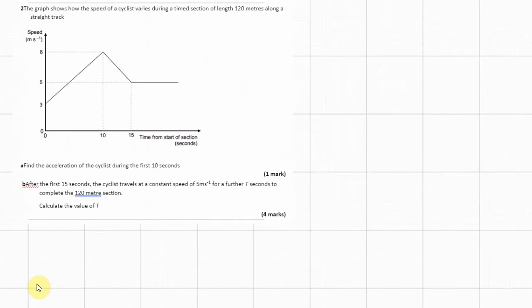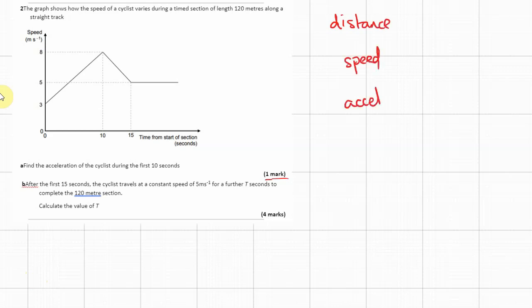Question 2. Find the acceleration. So it's only 1 mark, so it seems like it must be a pretty straightforward thing. When we've got a speed graph and we want to find acceleration, we need to find the gradient. I always remember this little flowchart. Distance, speed, acceleration. To get from distance to speed, we need to find the gradient of the line. To get from speed to acceleration, we need to find the gradient. And to get back, we find the area.